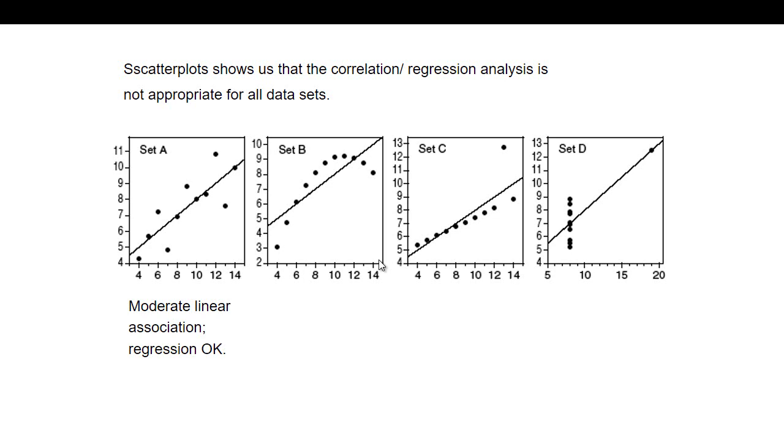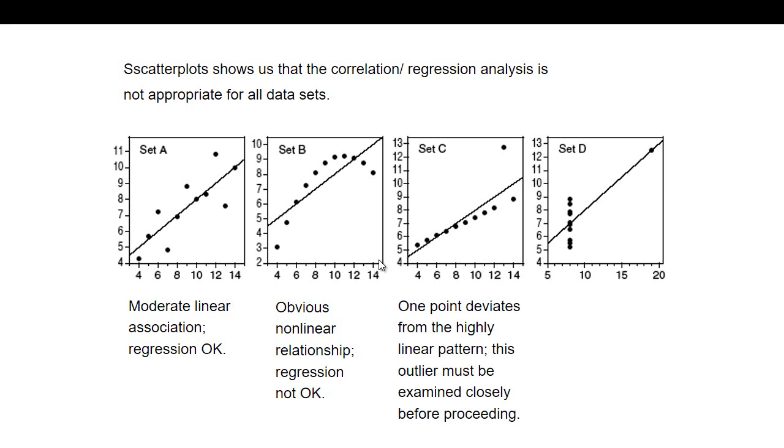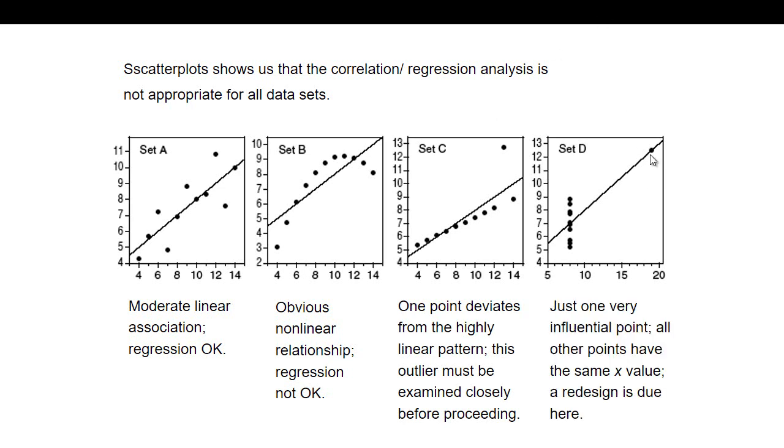In the second one, we see a non-linear association, so regression is not appropriate here. And then in the third one, regression is okay, but we see that there is a suspected outlier, and so we should examine that outlier before proceeding. In the last one, we see that there is a suspected influential point here, just one very influential point.